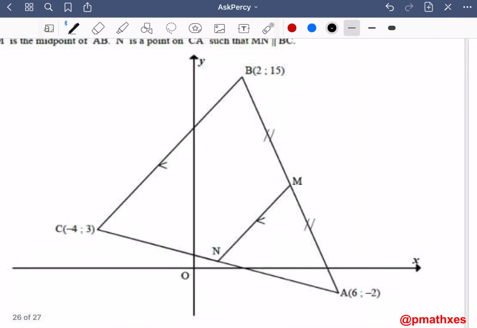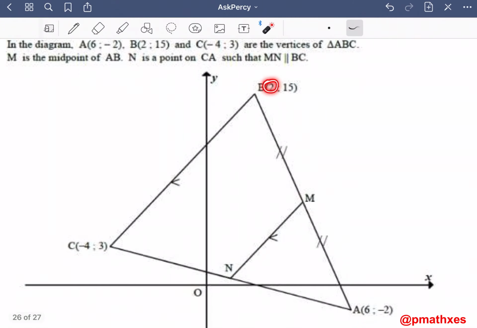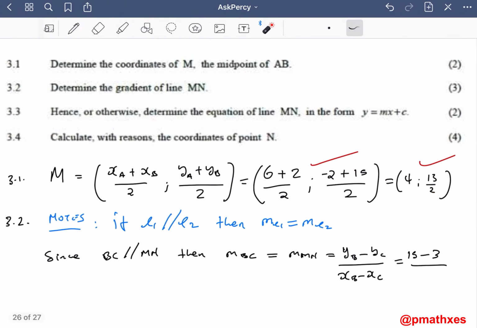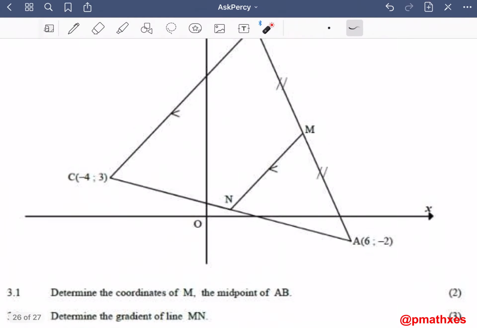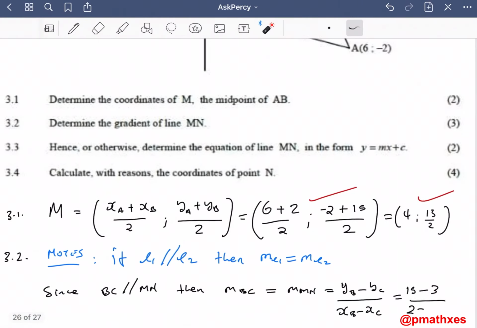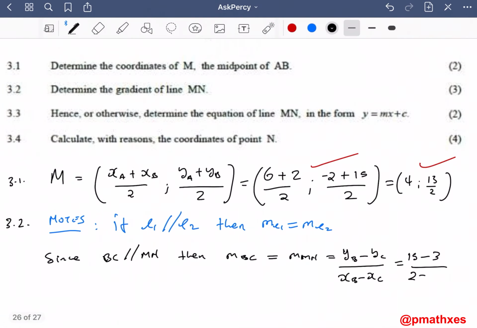And what is the x value of B? The x value of B is 2. Write that down. What is the x value of C? The x value of C is negative 4. Can you write that down as well? Negative 4. See what I did there? It's minus negative 4. Don't forget the negative. It's negative 4. Okay, and then you can now quickly do this yourself.